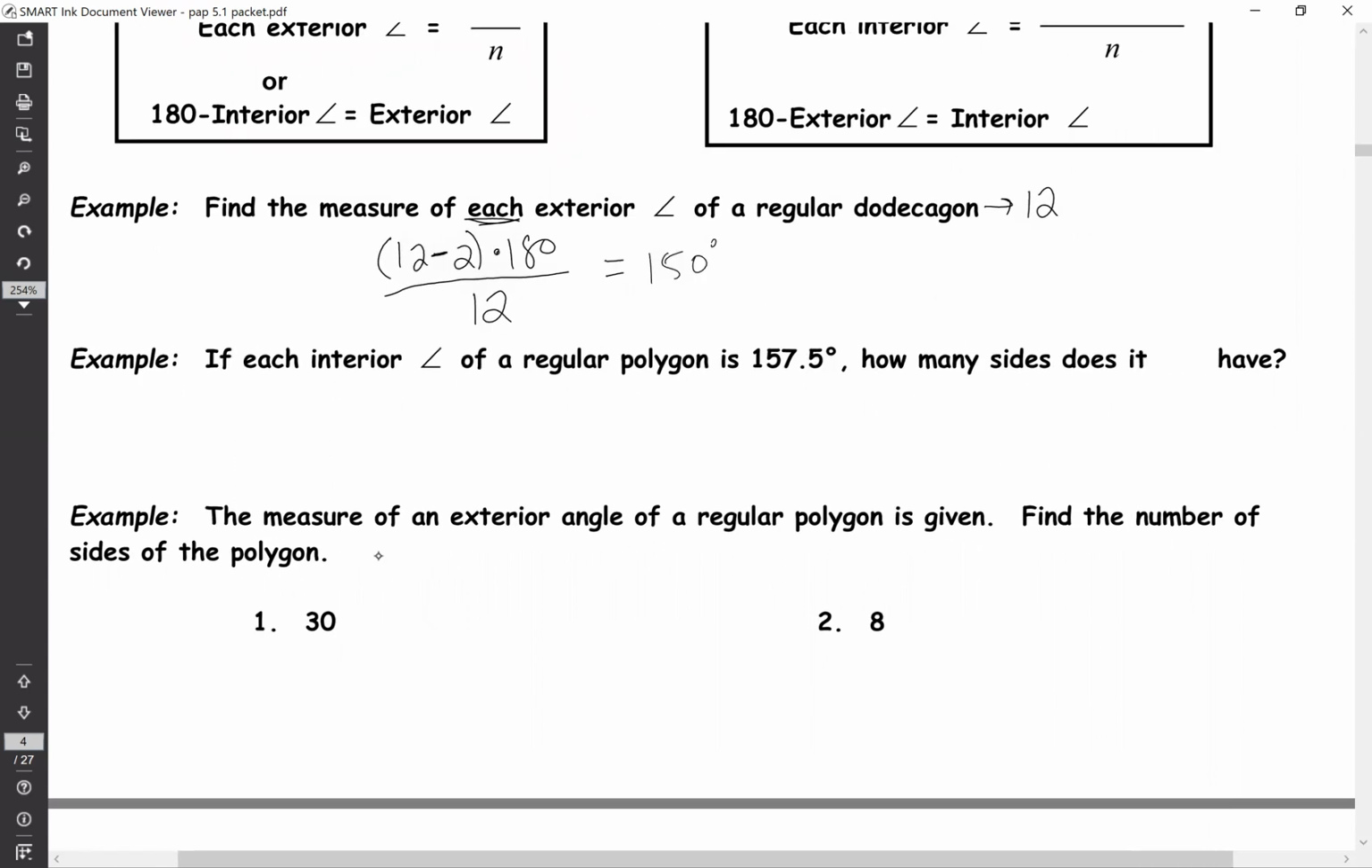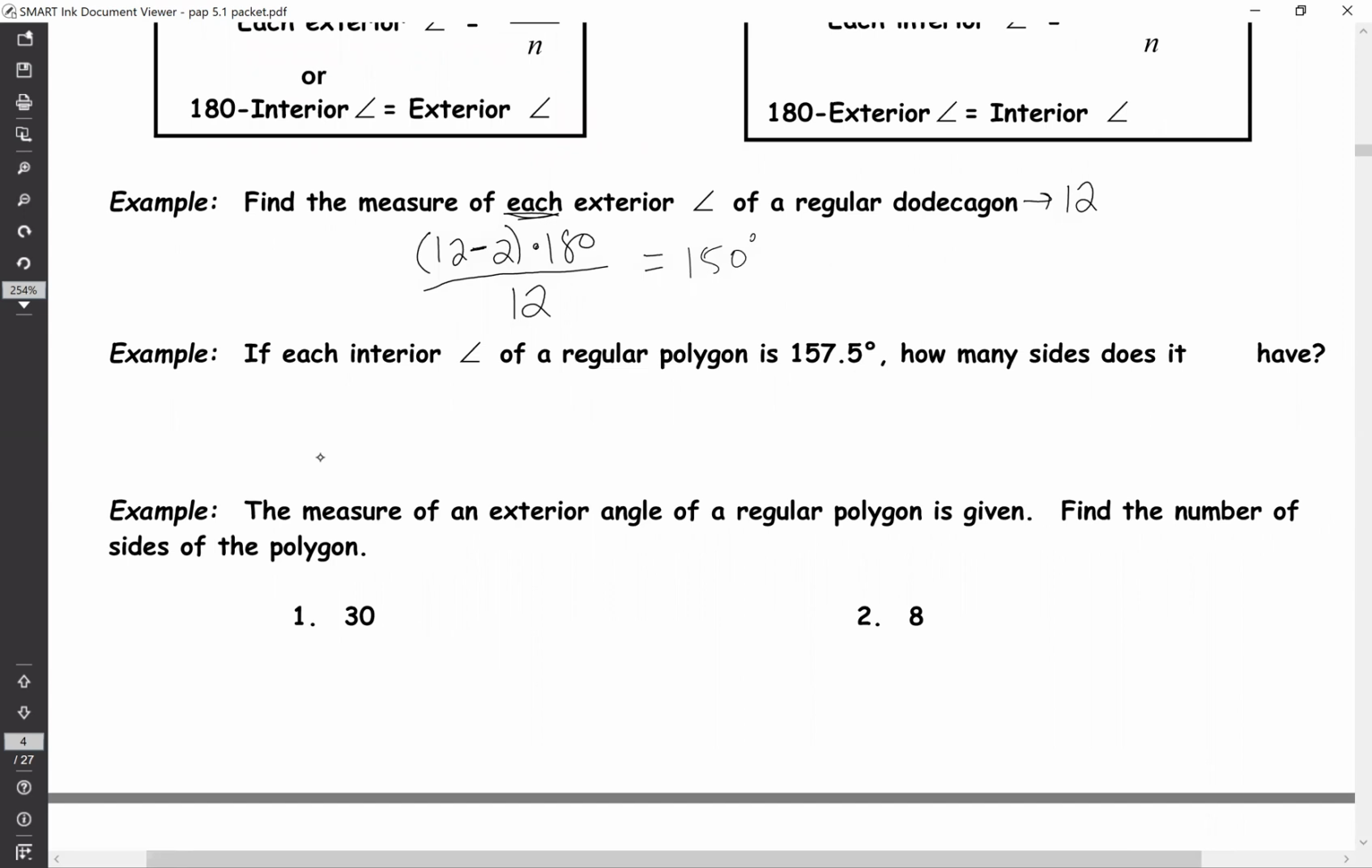All right, now, if each interior angle of a regular polygon is 157.5 degrees, how many sides does it have? So we're going to have to reverse our formula here. We don't know the number of sides. So we have n minus 2 times 180, and if we were doing the sum, we would stop there. But they told us each interior one, so we have to divide by the number of sides, and they've told us it's equal to 157.5. So now we're going to have to use our algebra skills to solve this for n.